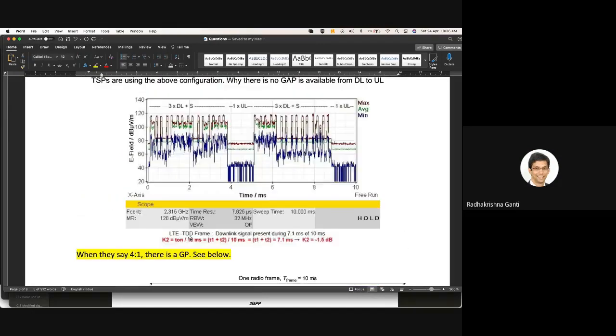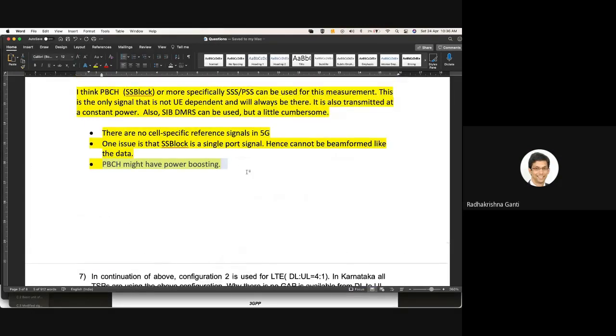But it's an interesting question. I will also think about it. What are the other signals that are there? How can we do it?